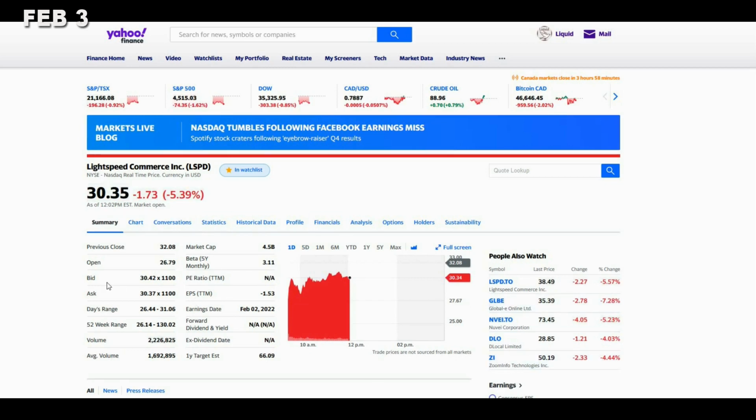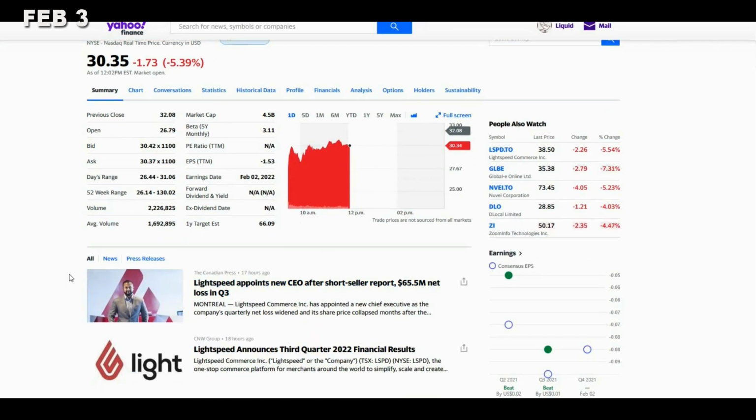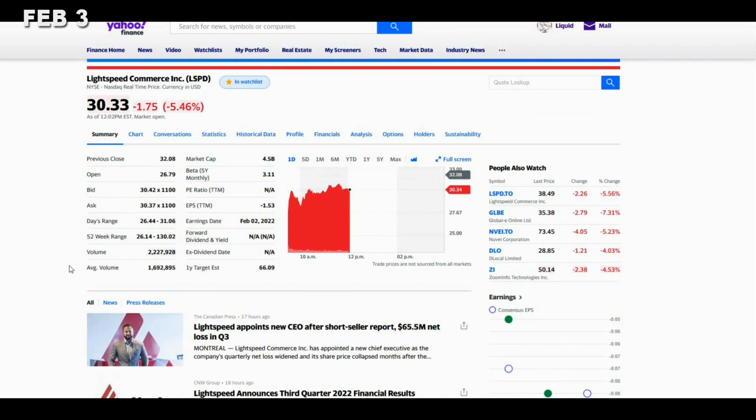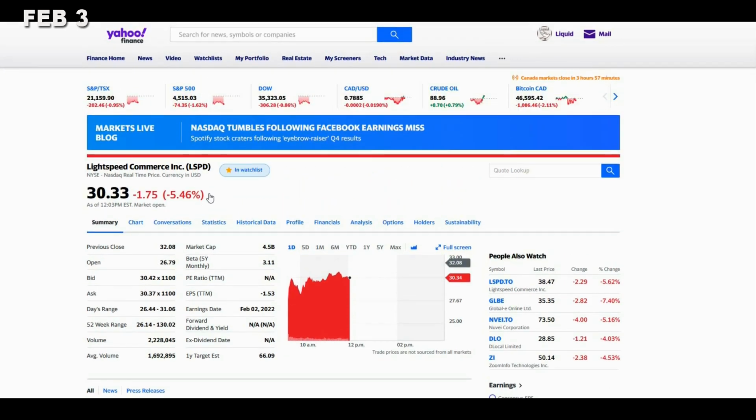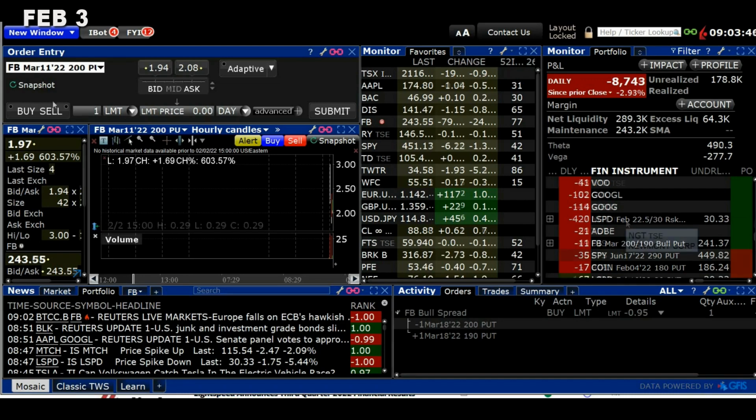So what happened yesterday was they had the earnings report. It was okay. It wasn't too much bad news. It wasn't good news either. I think it was pretty much in line with what people were thinking. Over the last couple of days, this swung from about $34 to $28, and now it's around here. I think if it wasn't for the overall market being down so much, we would still be at around $33 or $34. Yeah, let's take a look at my risk reversal for Lightspeed.